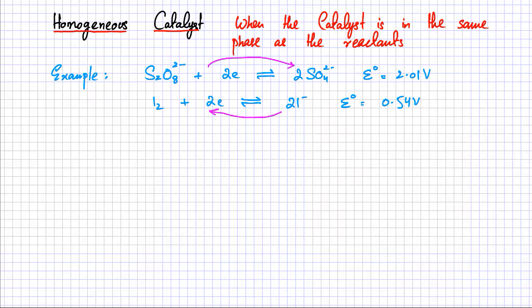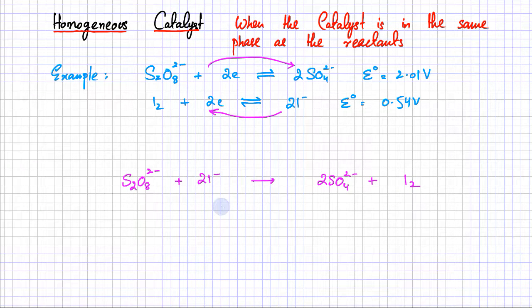So if I write an overall equation, you will have S2O8 2 minus, and it's going to gain 2 electrons. It's going to be converted into SO4 2 minus. Whereas I minus 1 is going to end up losing 2 electrons. So 2I minus 1 ends up losing 2 electrons and it gets converted into I2. So that's your overall equation.